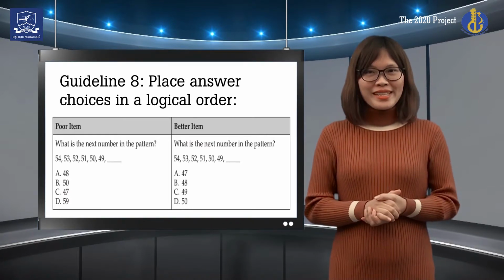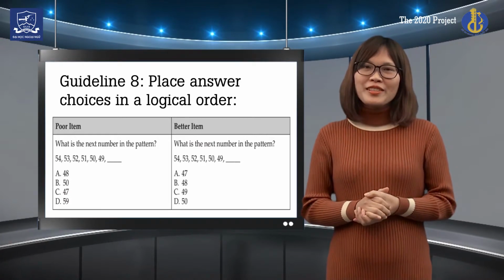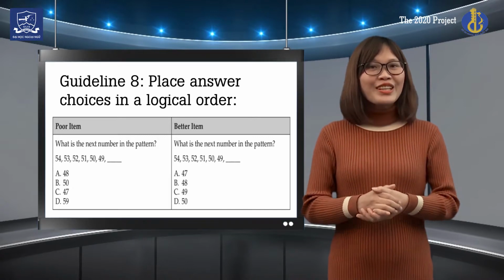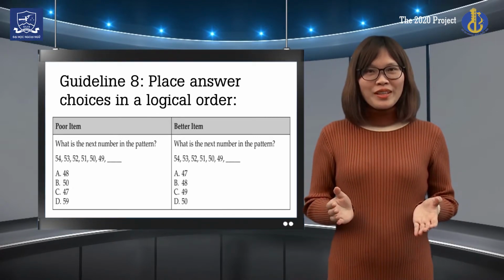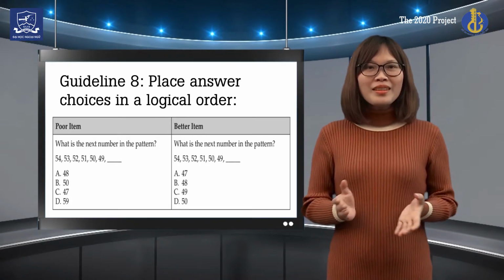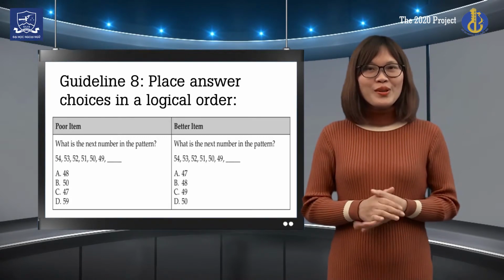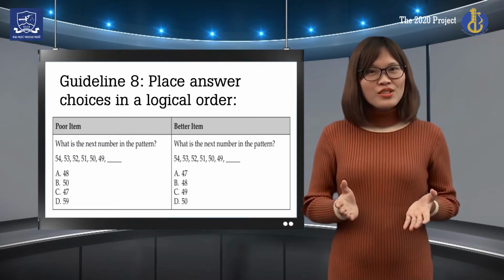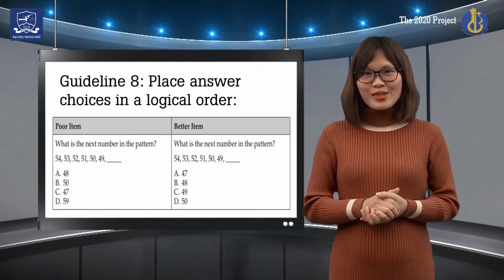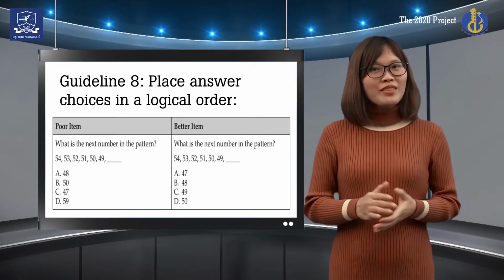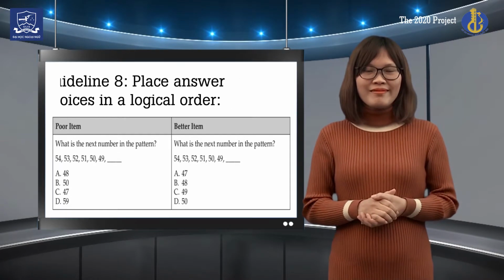As you can see from the example, in the poor item, the answer choices are not in any logical order, and the correct response is first. In the better item, the answer choices are ordered from least to greatest. The ordering of the answer choices in the poor item can be confusing for the students.